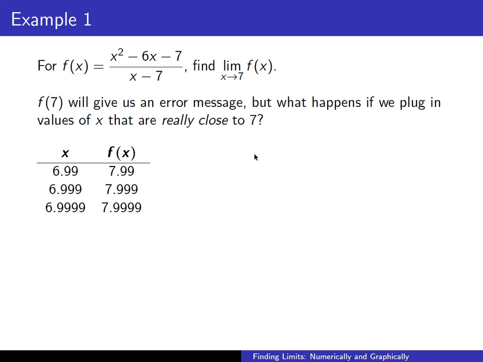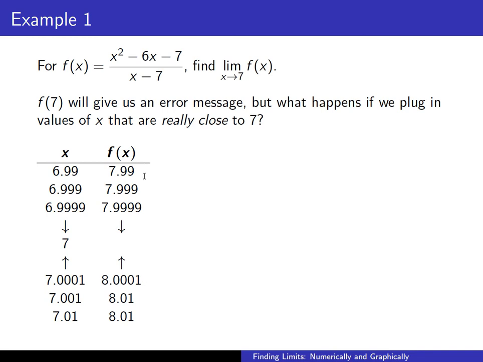Coming from above, values that are greater than 7, we have 7.01, we get 8.01. 7.001 is even closer to 7 than 7.01 is, and we get 8.001. I apologize for that. And 7.0001 gives us 8.0001.